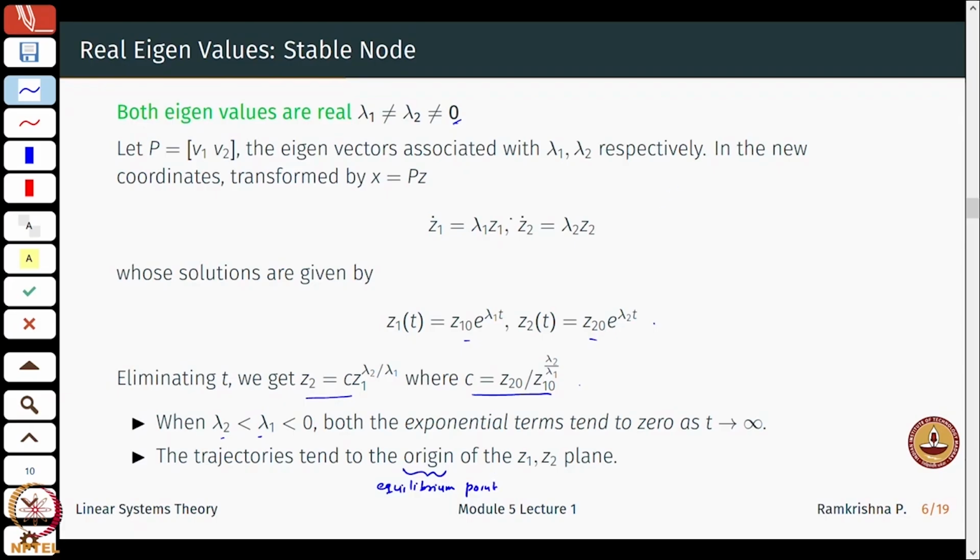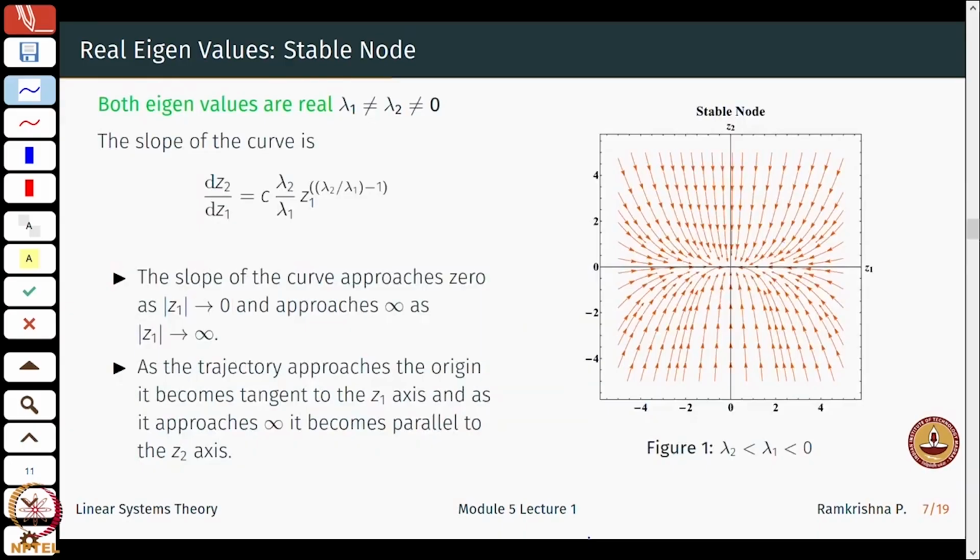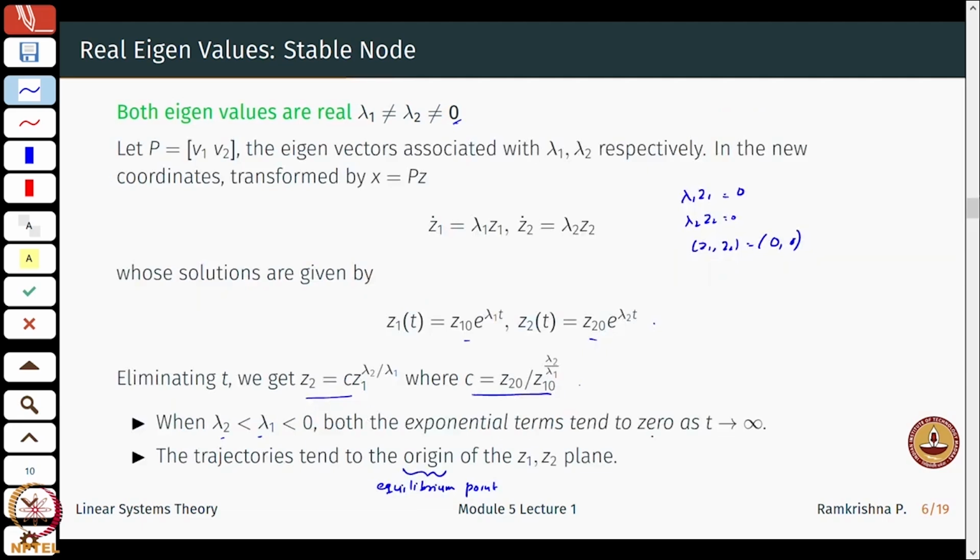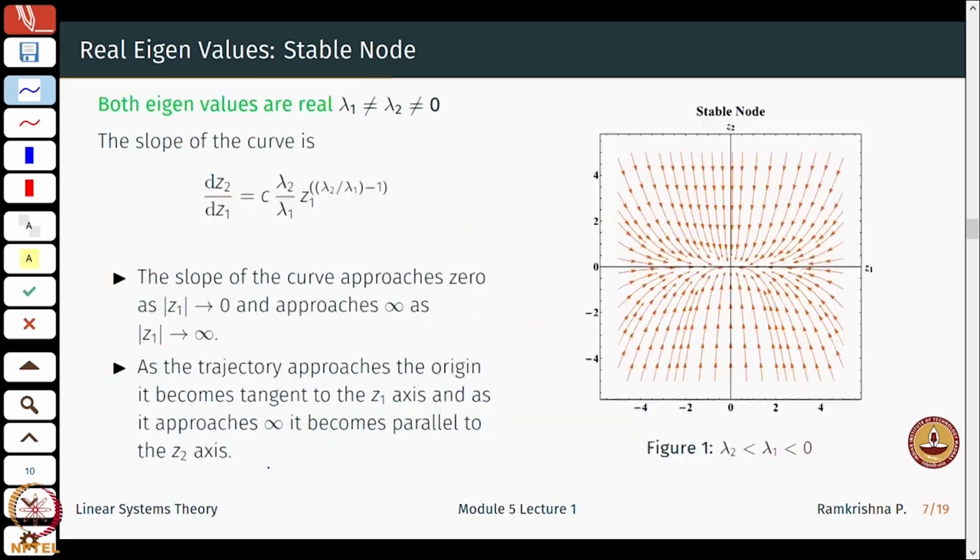You can just substitute Z1 dot and Z2 dot equal to 0 and end up with equations lambda 1 Z1 is 0, lambda 2 Z2 is 0, and therefore, Z1, Z2 is 0 comma 0 is the equilibrium point. Okay, so what happens in this case? So, what I know now is that in the Z1 Z2 plane, the trajectories tend to 0 as time progresses, right, exponentially or asymptotically. Okay. So, how do they actually do that?